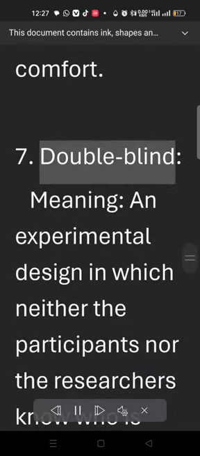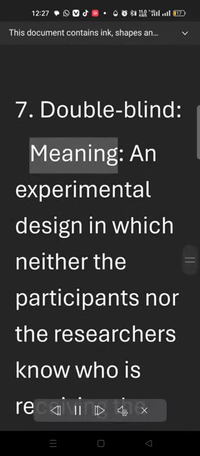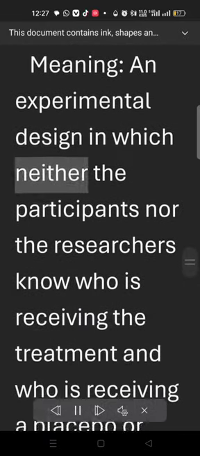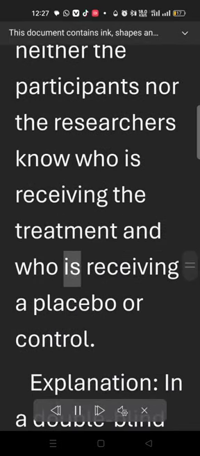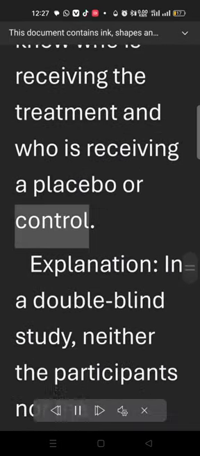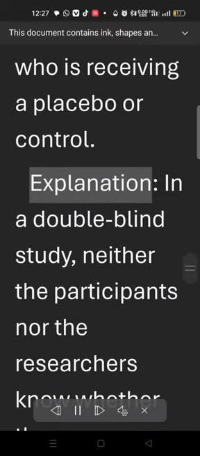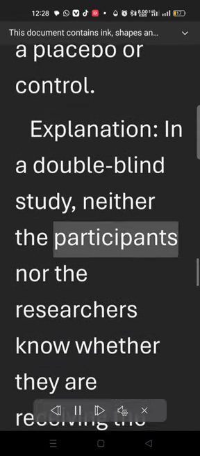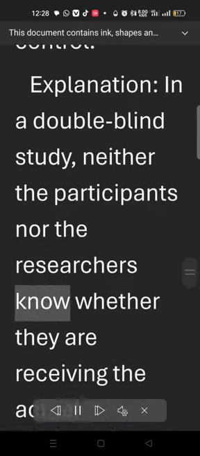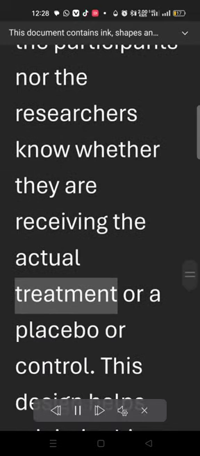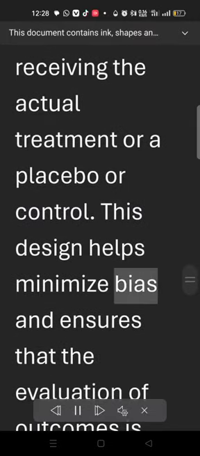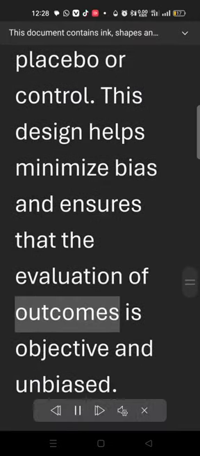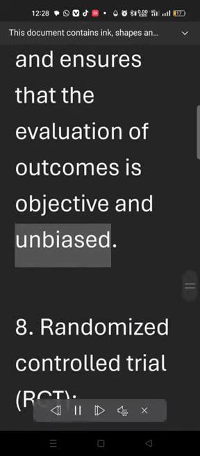7. Double-blind. Meaning: an experimental design in which neither the participants nor the researchers know who is receiving the treatment and who is receiving a placebo or control. Explanation: in a double-blind study, neither the participants nor the researchers know whether they are receiving the actual treatment or a placebo or control. This design helps minimize bias and ensures that the evaluation of outcomes is objective and unbiased.